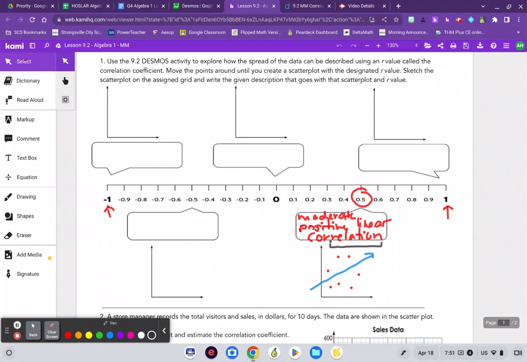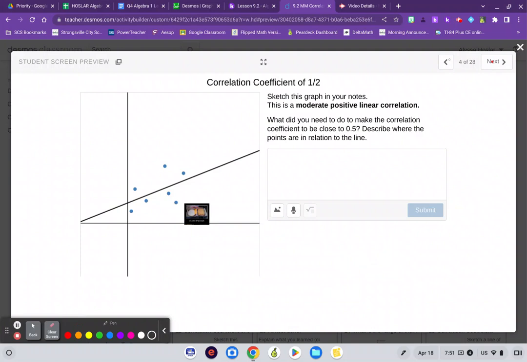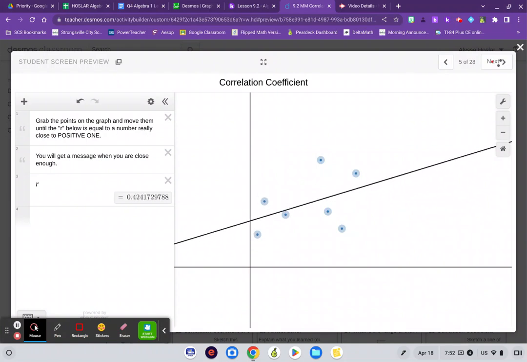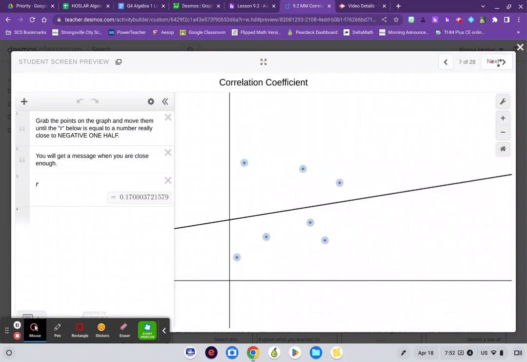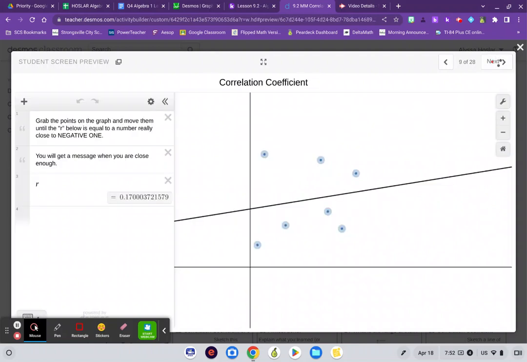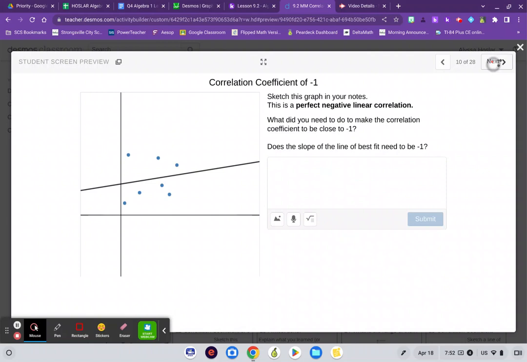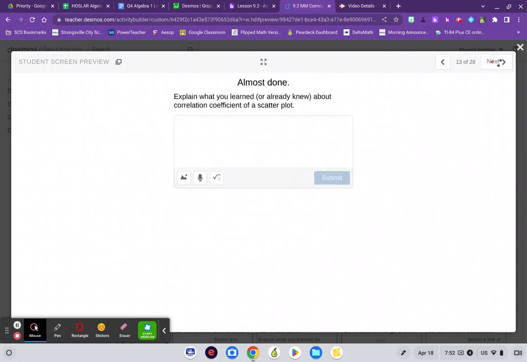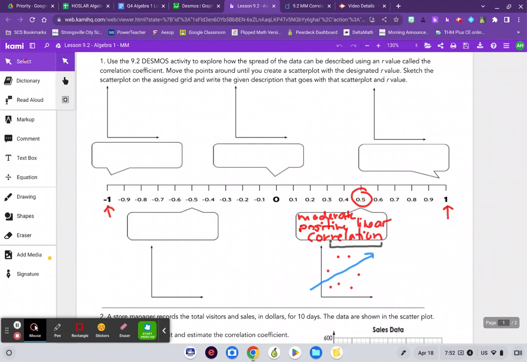And so as you move throughout this Desmos, you'll see now it's going to ask for a positive 1. And so you're going to move these around until you get a positive 1. And then it's going to talk to you about what that is called. And then it asks for -1/2, and it talks to you about what that's called, and a -1, and it talks to you about what that's called, and then a 0, and it talks to you about what that is called. And so you're going to go through and work through each of those, okay? When you're done, you should get something that looks like the following.